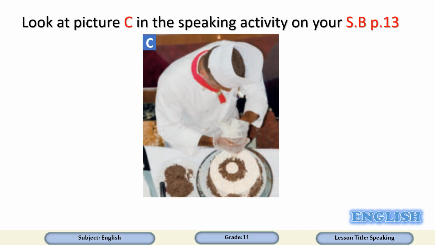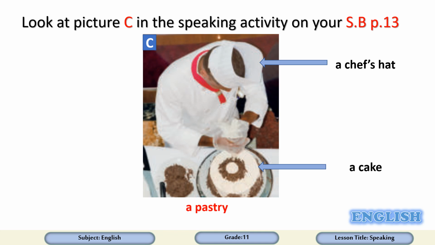Look at picture C now. What's the man doing? What's in front of him? Very good. It's a cake. Look at him. What's he wearing? Yes, thank you. He is wearing a chef's hat. So he is a chef and he is making cakes. We call him excellent. He is a pastry chef.